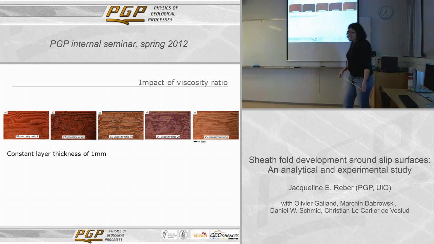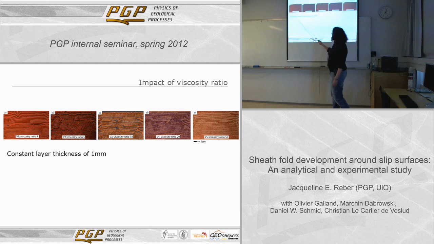So to investigate the impact of the viscosity ratio, we increased the viscosity ratio from 1 to 50. In all experiments, layer thickness is 1. That's basically the same picture as before. So it's no viscosity contrast between the two silicons, and you have this nice closed contour.